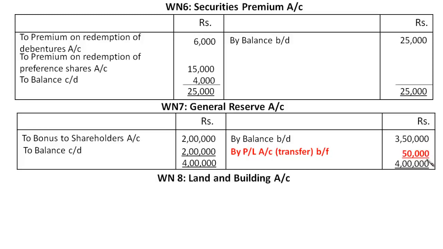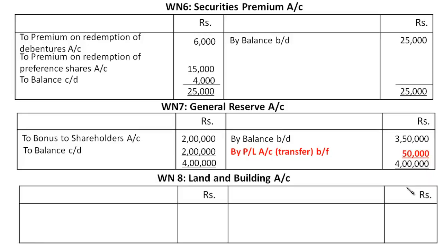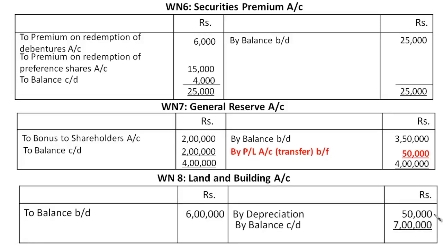Next, we'll have working note 8 for land and building. The land and building opening balance was 6 lakh. Depreciation provided is 50,000. Closing balance should have been 5,50,000, whereas closing balance is 7 lakh. So we'll take the total on the higher side, 7,50,000. So there is a difference of 1,50,000 which indicates purchases. So this 1,50,000 will find a place in fund flow as use, and this 50,000 will find a place in funds from operation for adjustment.